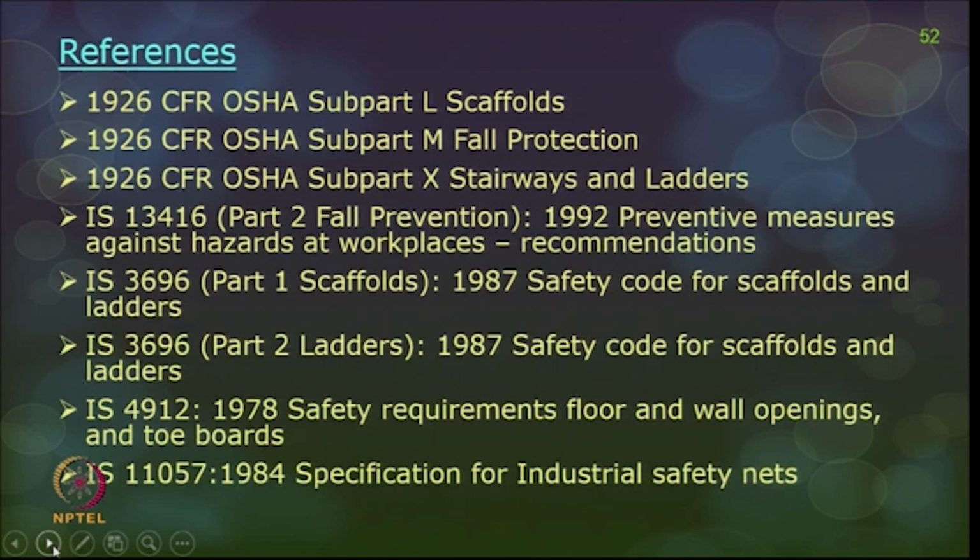Now, all these lectures and slides that I have covered today are from these references. Half of them are from OSHA and half of them are from IS codes. OSHA Subpart L, which covers scaffolds, Subpart M, fall protection, Subpart X, stairways and ladders, and IS 13416, which talks about preventive measures against hazards at workplaces. Part 2 is on fall protection, fall prevention. IS 3696, Part 1 is on scaffolds and Part 2 is on ladders. IS 4912 covers safety requirements of floor and roof openings and also toe boards. IS 11057 is the specification for industrial safety nets.